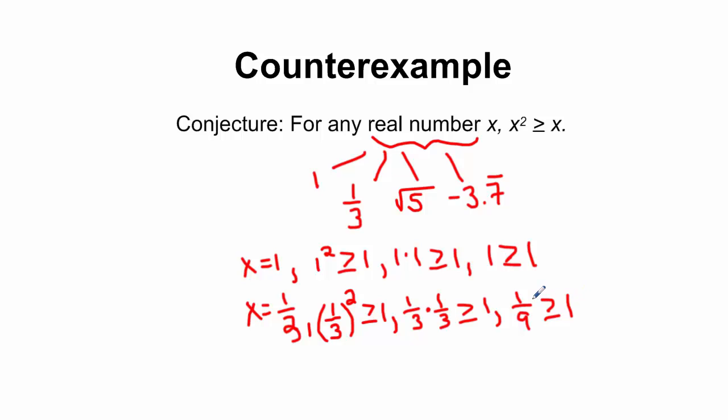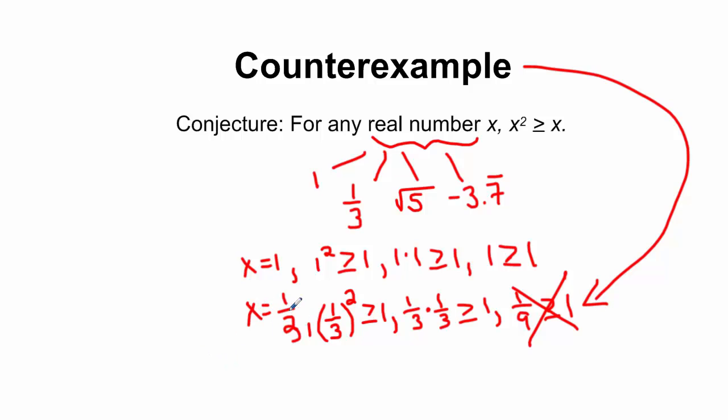But wait a minute, 1/9 is less than 1/3, and we're saying that it's bigger than or equal to 1/3. This is not true. And when you're able to find some situation that contradicts what we're saying in our conjecture, that is called a counterexample. So we found a counterexample.